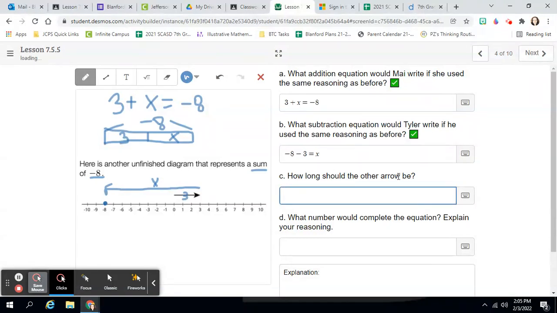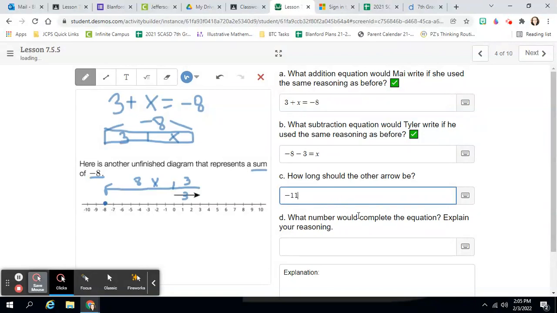Now this question's asking, how long would the other arrow be? Well, I know that we can kind of do the same thing. We could count how long this arrow is. I tend to do it more mathematically like this, where I know that from here to here is 3. And I know from 0 to -8, that's a total of 8. Now, this one is interesting because the arrow's going backwards, right? So that's telling me that this isn't just 11, it's actually -11. So we need to type in that's -11.